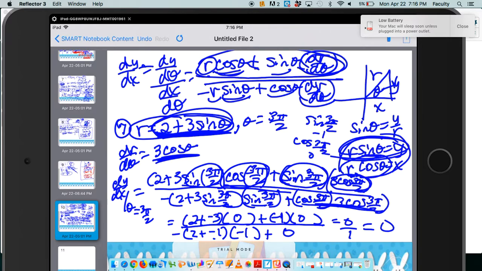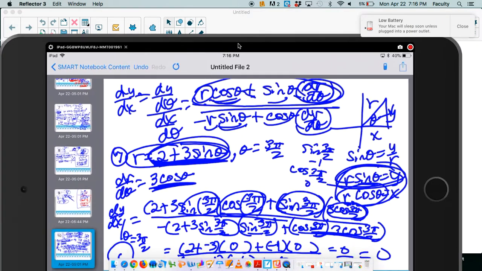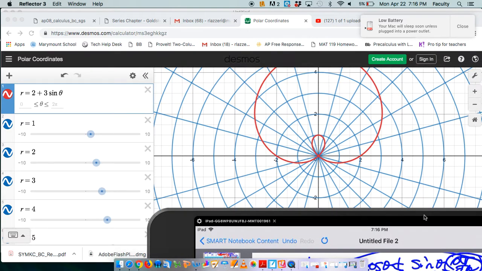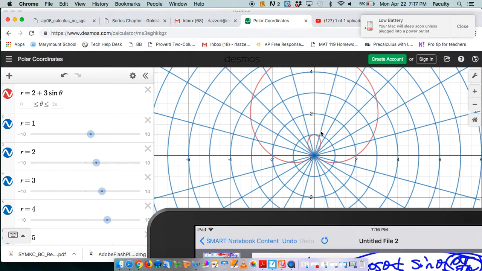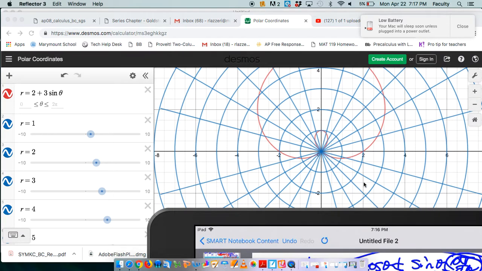Now, if I look back at the picture of that cardioid that was going like this, well, it was really a loop in it that went like this. And at 3 pi over 2, you can see that the slope should be 0. I don't know if I can show you that point or not. It's not letting me click on that point at 3 pi over 2. You get this point right here, and you have a horizontal tangent.